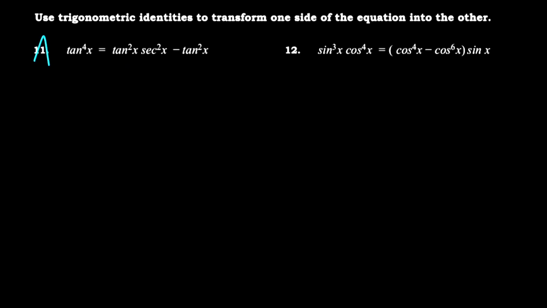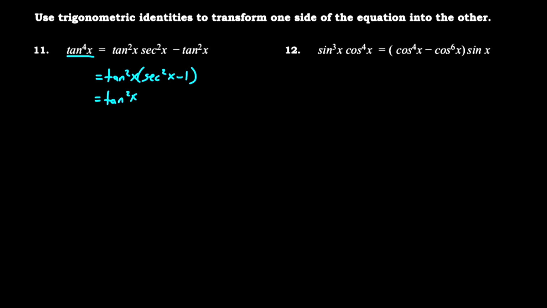Moving on to number 11, this is a great factoring example, and we haven't seen a whole lot of this. But if you look at the right side, we have two terms, tangent squared times secant squared minus tangent squared. And they both have that common factor of tangent squared. So I'm going to factor that out, which would leave me with secant squared minus 1. So I'm going to leave the tangent squared alone.